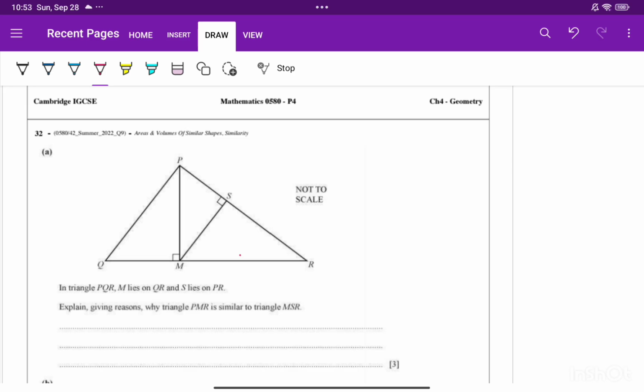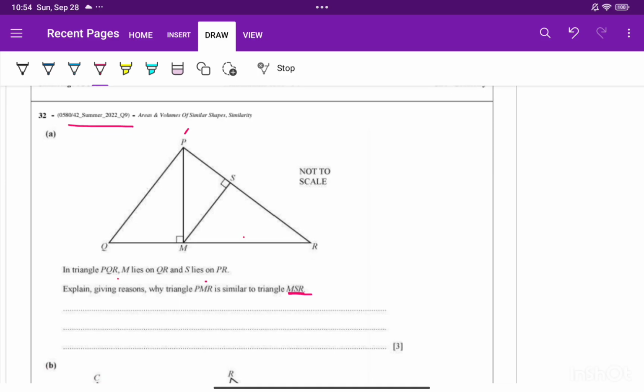Question number 32 has been taken from May/June 2022. Part A. In triangle PQR, M lies on QR and S lies on PR. Explain, giving a reason, why triangle PMR is similar to triangle MSR. PMR, this is PMR, MSR.